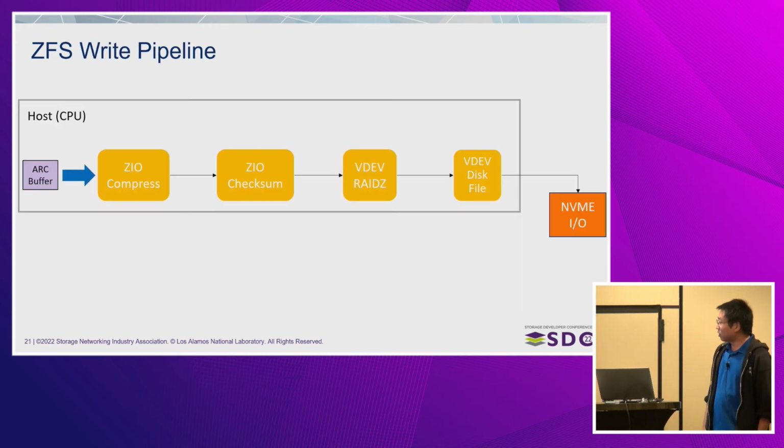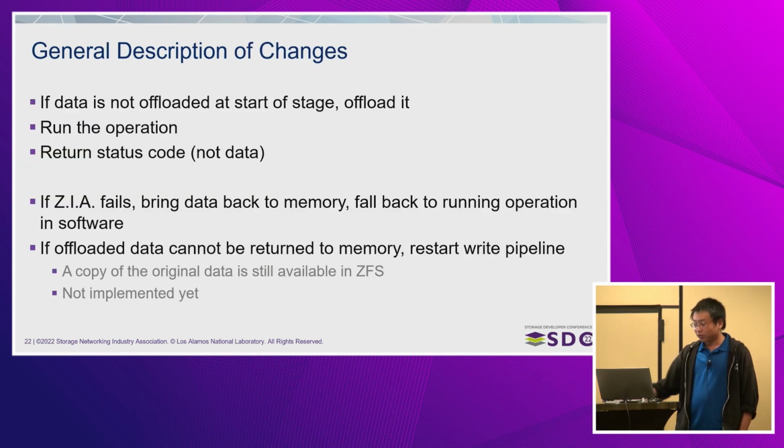So the ZFS write pipeline looks something like this. Data comes in from the ARC and is passed into the ZIO pipeline, which consists of multiple stages. The stages we will be using are compression, checksumming, erasure coding, and issuing I/O to the backing devices. So in order to not be too repetitive, here's a general description of the changes that were made at each stage: compression, checksumming, RAID-Z, and I/O.